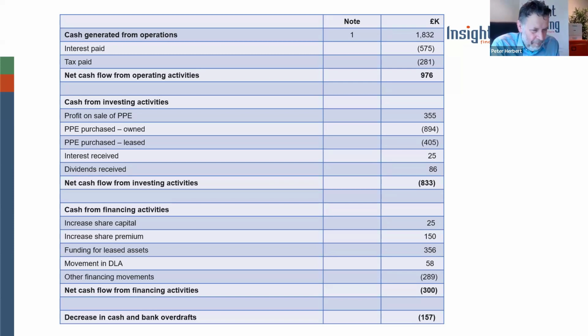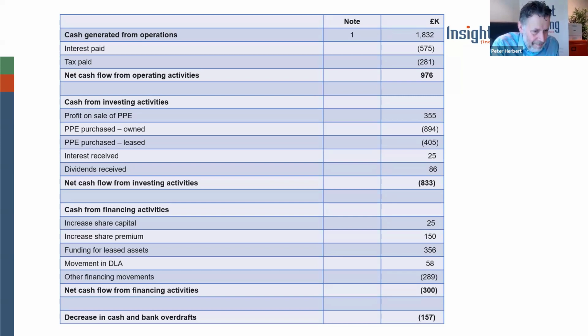But in terms of the actual physical cash movements, there are none at the point of the inception of the lease. The cash flows, of course, will come later when the lease payments are made. And of course, the capital element of those lease payments is treated as a financing outflow. The interest elements could be financing, could be operating.